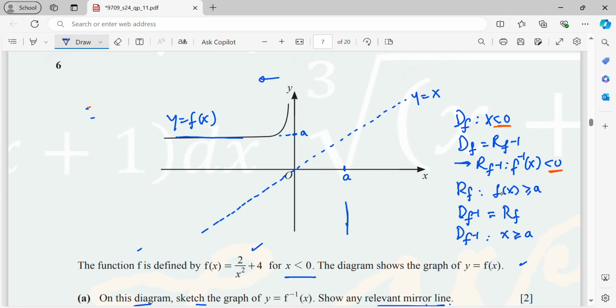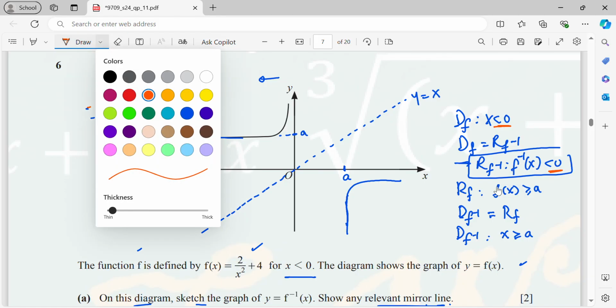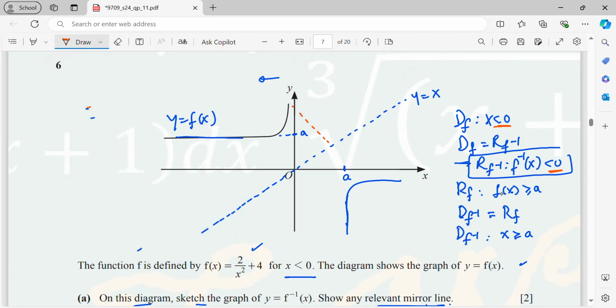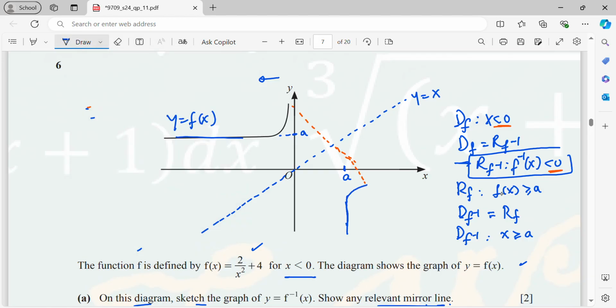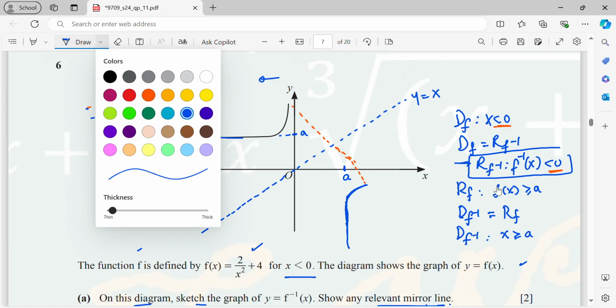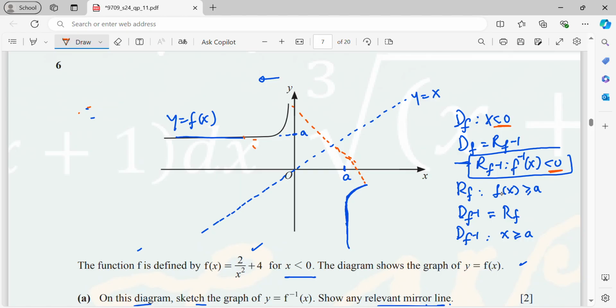So here you draw a straight line. But then when you look at the range of f inverse, it is always negative. So that means it's like this. Okay, so you can just check. It will be the reflection, 90 degrees. So you just draw up to this line. Okay, so that is your inverse graph. So you can check here, this point.